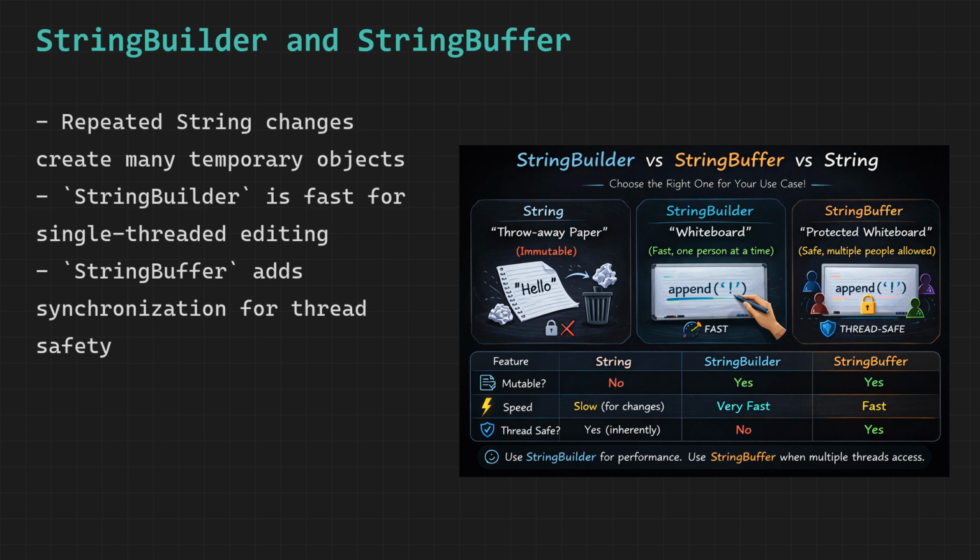String buffer is slightly slower than string builder because of this overhead. So to summarize, if you are building or editing large amounts of text, avoid regular string. Use string builder when you are working alone with the string, and use string buffer when multiple threads might be accessing the same string at the same time.